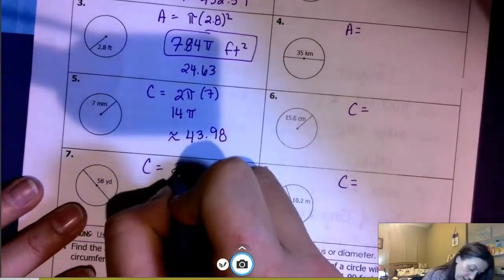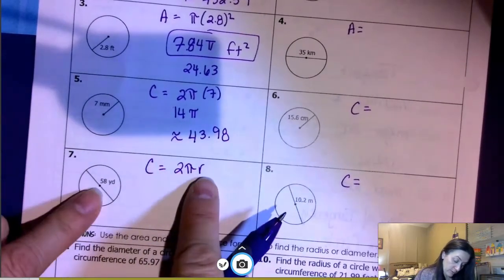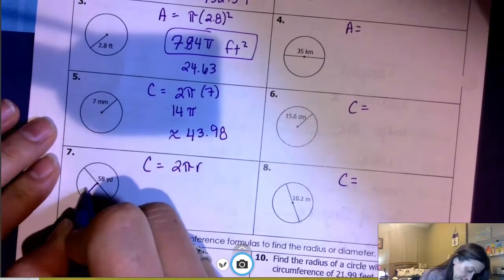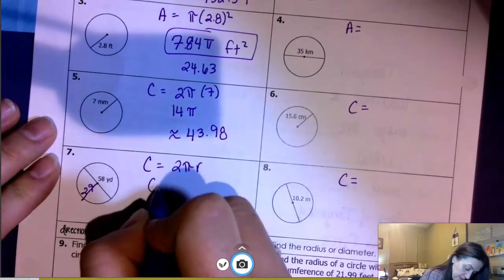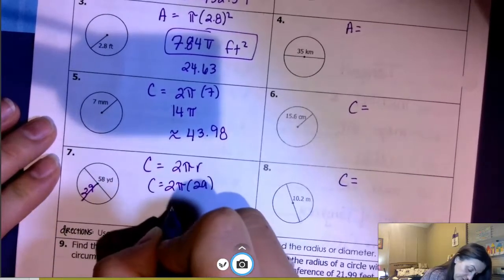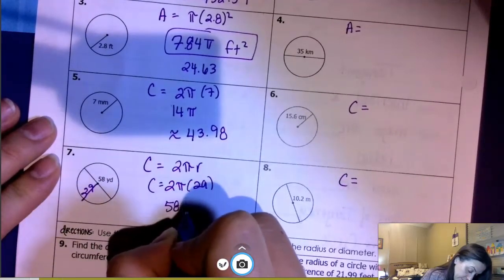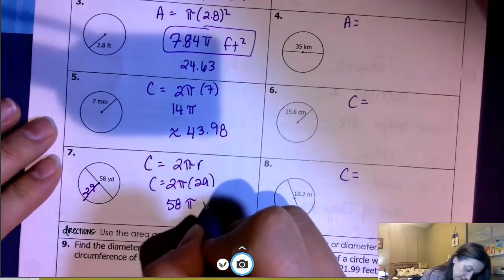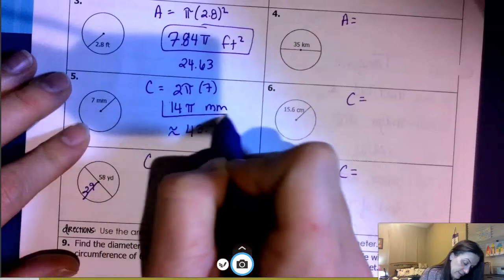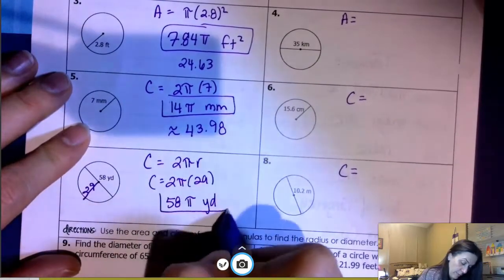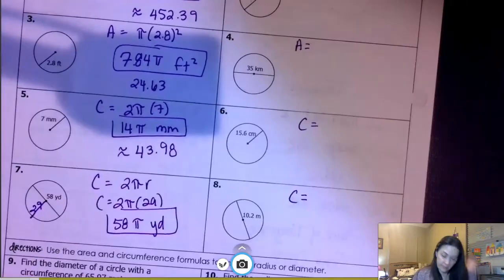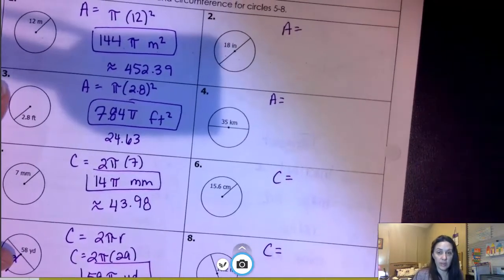Circumference here is 2 pi r. Well, the radius is not given. Half of that would be the radius, so it would be 29. Circumference is equal to 2 pi times 29, which means it's going to be equal to 58 pi. And that is yards. So these units down here are just single units. The units up above are different because they are area, squared.